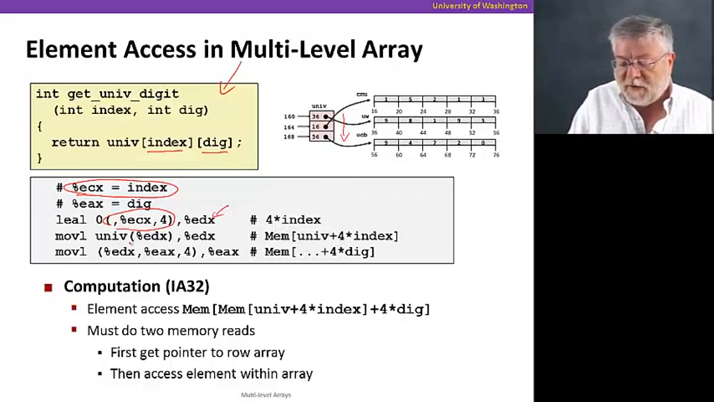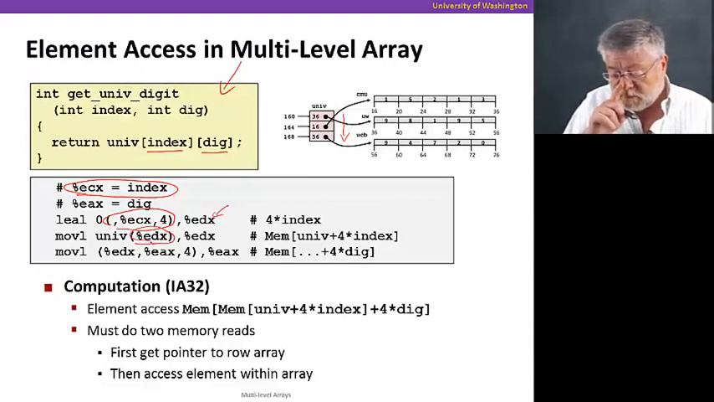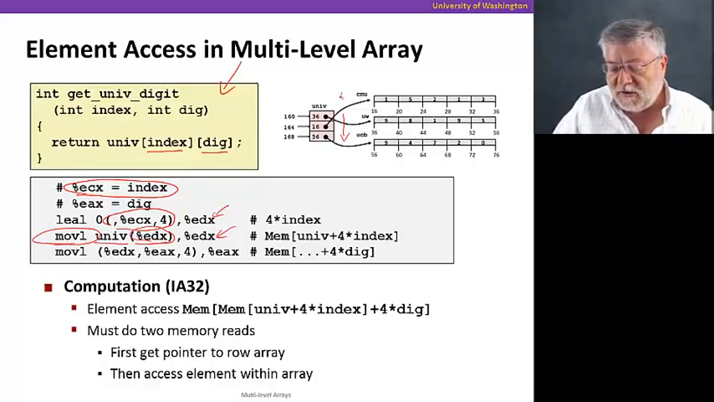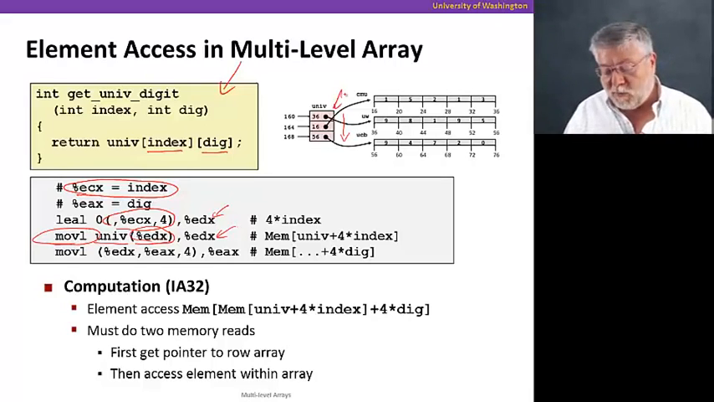Once we have that pointer, you'll notice we will use that. To get that pointer, we will use that offset we've just computed, add it to the starting address of the array, and then access that memory location. This is actually reading that memory location, getting the pointer, and putting it into EDX. Okay, so we've done one memory access already into the univ array to get the right pointer.